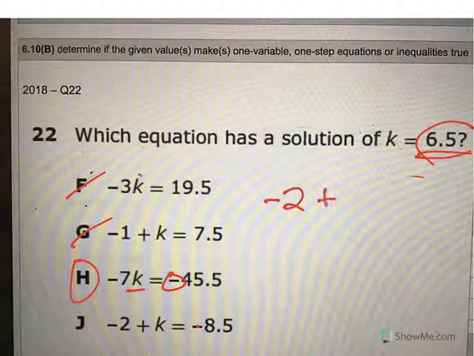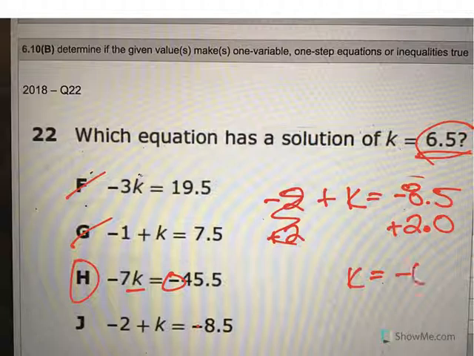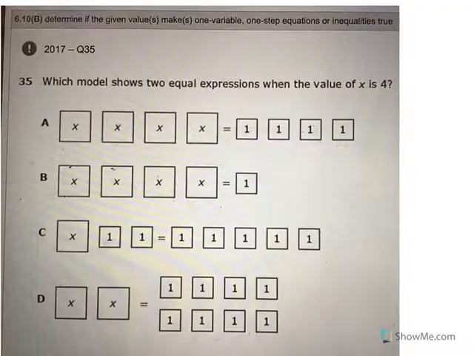Negative 2 plus k is negative 8.5. I'm adding a negative 2. What's the opposite or inverse of adding a negative 2? Adding a positive 2. Zeroes out. Whatever you do to the left side, do to the right side. Again, when you're adding or subtracting with decimals, always line up the place value. Negative 8.5 plus 2 gives you negative 6.5. Again, we have a 6 and a 5, but one's positive, one's negative, so it's definitely not J. So again, H was our answer.